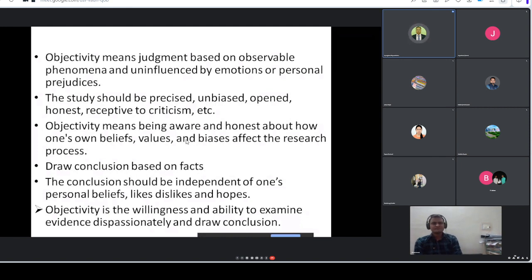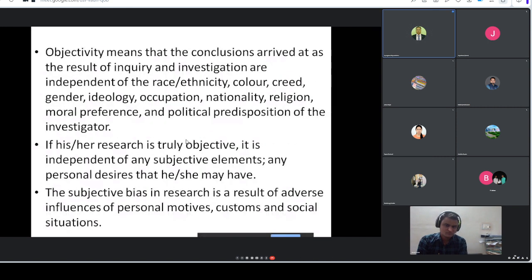So objectivity basically is a willingness of the scholars, of the investigators, and the ability of his or her to examine the evidence dispassionately and draw a conclusion. It means we have to do the research willingly, and we should be in a position to examine all the evidence, all the data collected, dispassionately, and we have to draw the conclusion based on the evidence we have. So objectivity means that conclusions arrived at as a result of inquiry and investigation are independent of one's race or ethnicity or color or even gender, or ideology, one's belief, or even the party you belong to, or the occupation, or the nationality, or the religion, whatever.